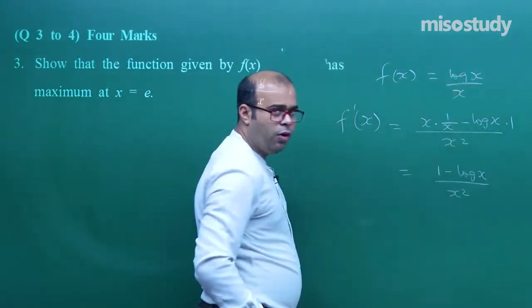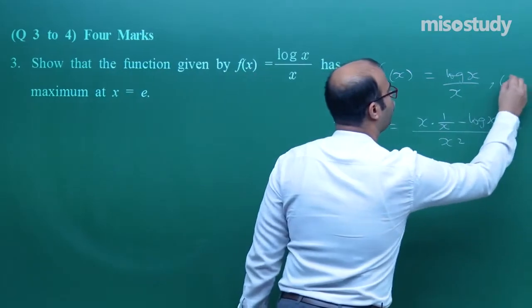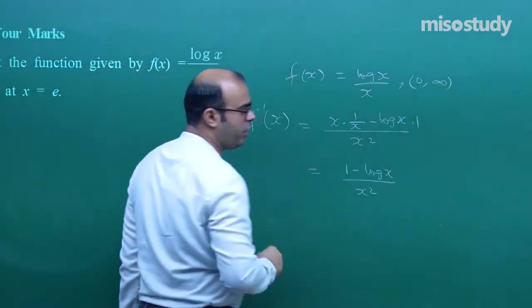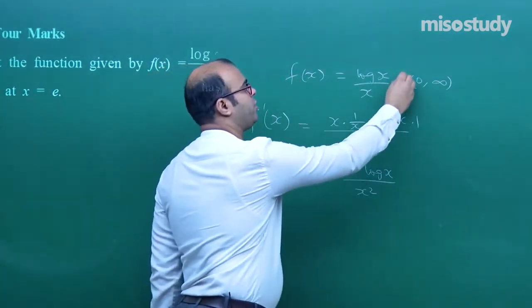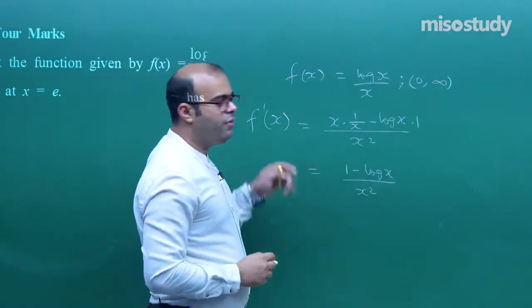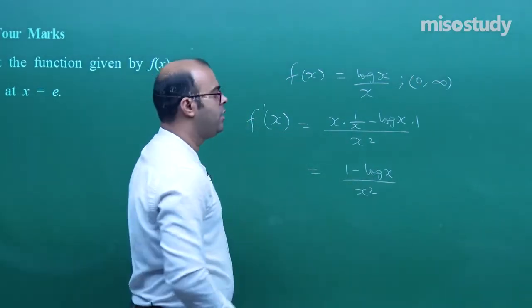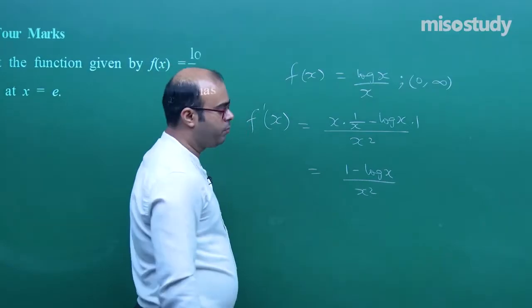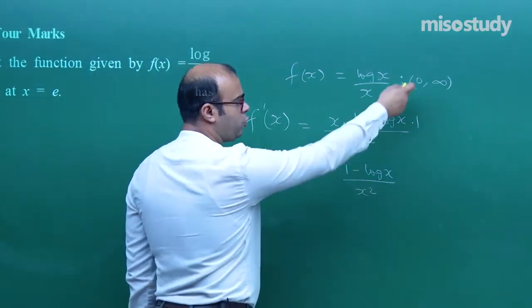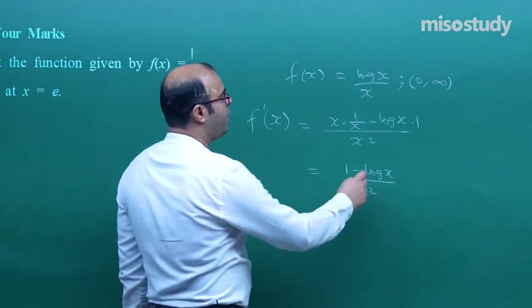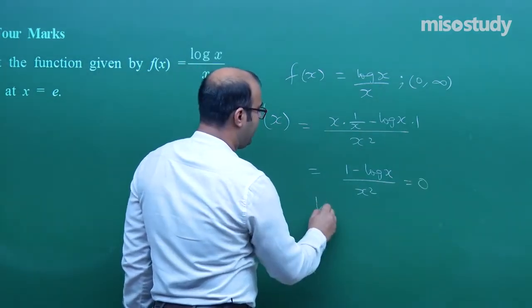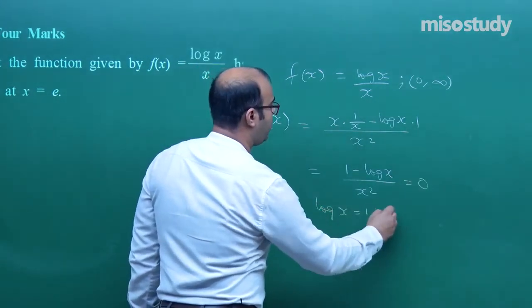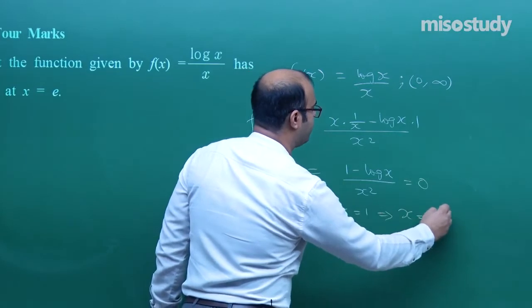Since log x is involved, its domain is 0 to infinity, where 0 is not included. Then only log is defined. So for this derivative to have a critical point, this can be 0 or undefined. We can't take undefined as x equal to 0 is not possible. So we take it equal to 0. In that case, log x will be equal to 1, or we can say x is equal to e.